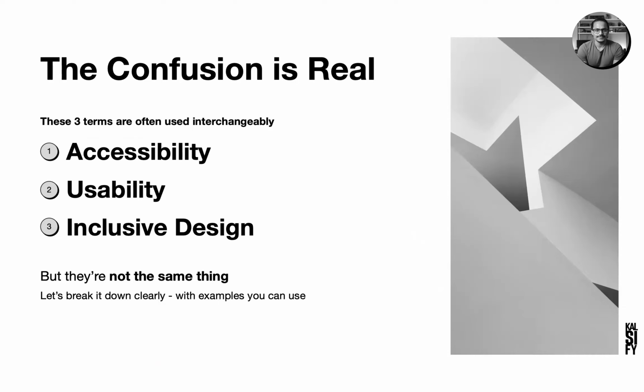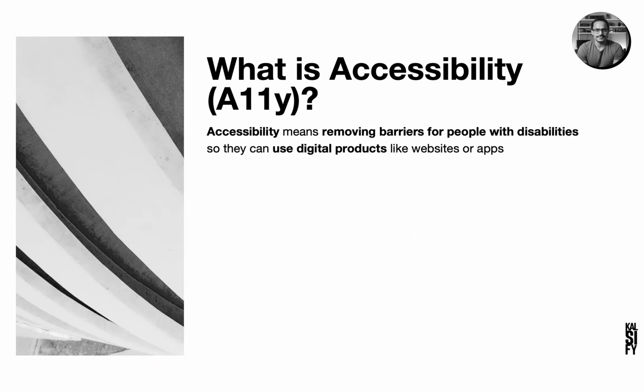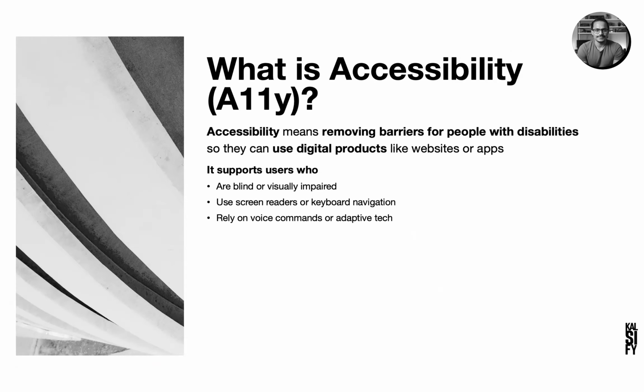Alright, let's start with accessibility, or as some folks call it, A11Y. Yep, that's just a shortcut where 11 stands for the number of letters between the A and the Y. So, what is it really about? At its core, accessibility means making sure people with disabilities can actually use your digital product, whether it's a website, an app, or a service. Now, imagine this: someone who's blind uses a screen reader that reads out what's on the screen. Someone else might not be able to use a mouse, so they navigate using just a keyboard or voice commands. If your product isn't designed to support that, they're stuck.